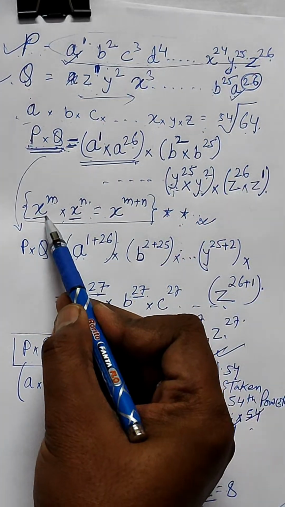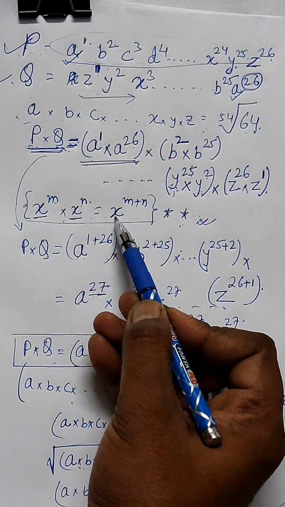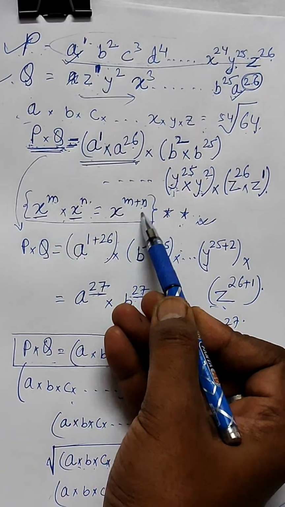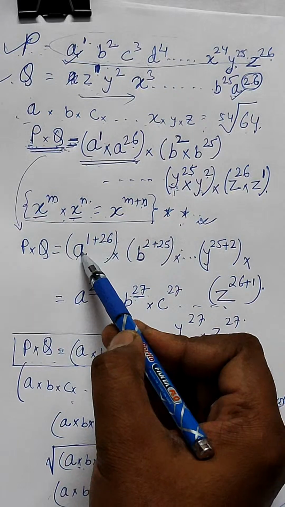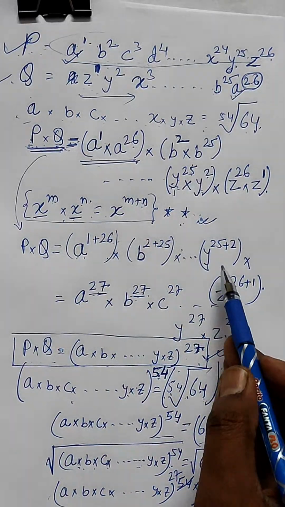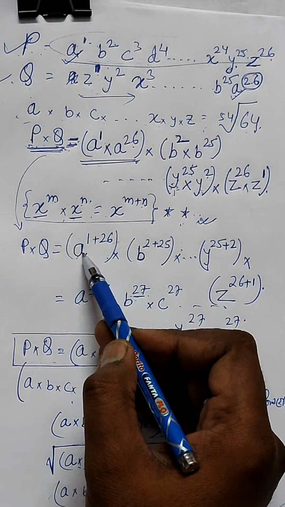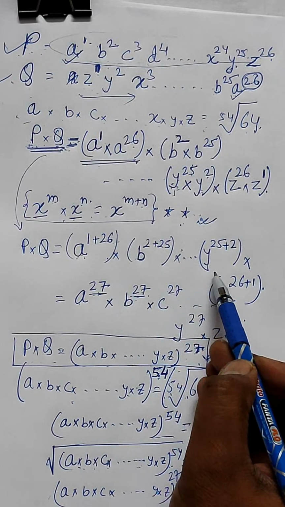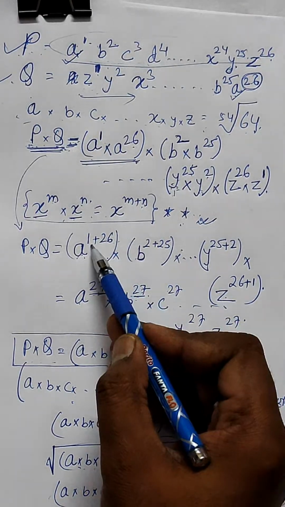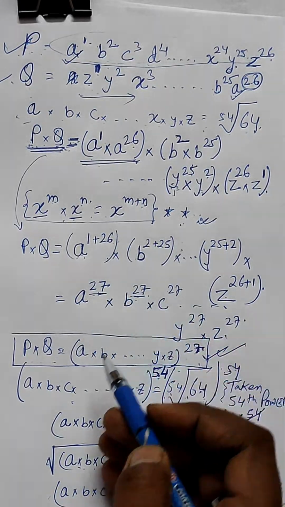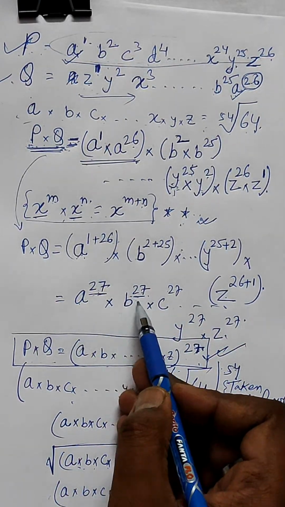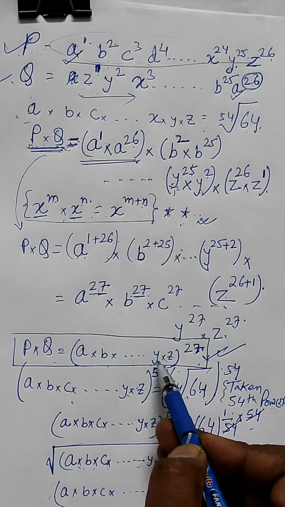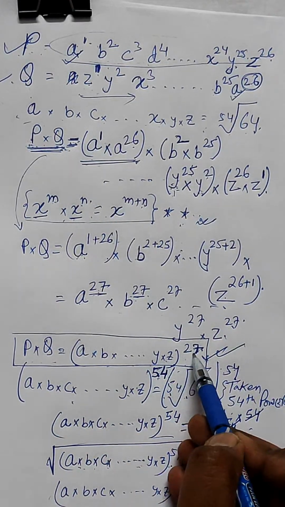So using the formula x power m into x to the power n equals x to the power m plus n, since the bases are same, exponents will be added. So when we multiplied P and Q, corresponding A, B, C till Z are all multiplied together. A multiplied with A, B multiplied with B, C multiplied with C, and likewise till Y and Z, right? And all the exponents will be added. So here we will be having A to the power 27, B power 27, C power 27 till Z power 27, and taking all alphabets into the bracket and power 27 over here.